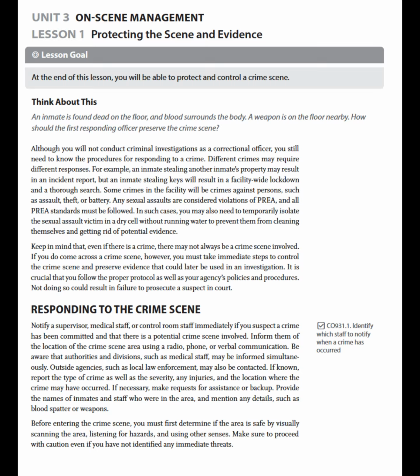If known, report the type of crime as well as the severity, any injuries, and the location where the crime may have occurred. If necessary, make requests for assistance or backup. Provide the names of inmates and staff who were in the area, and mention any details such as blood spatter or weapons. Before entering the crime scene, you must first determine if the area is safe by visually scanning the area, listening for hazards, and using other senses. Make sure to proceed with caution even if you have not identified any immediate threats.